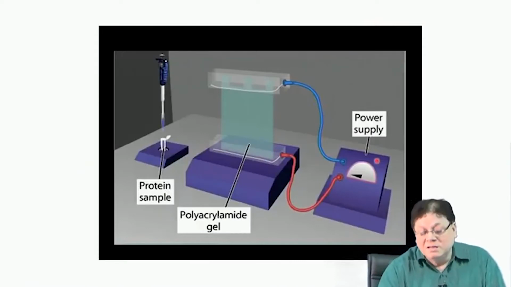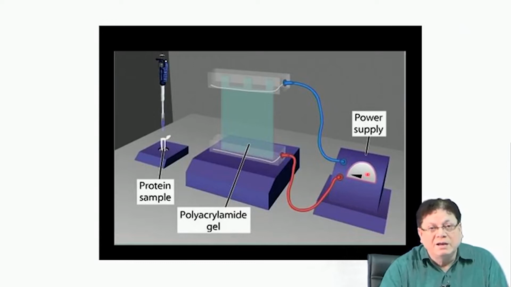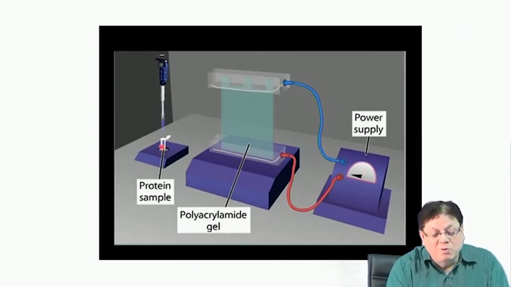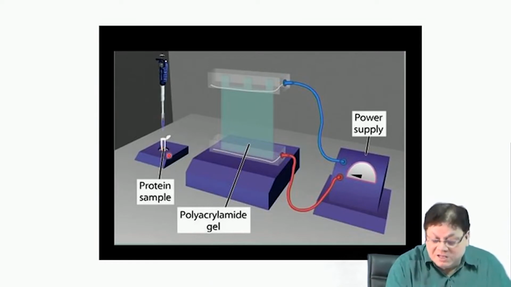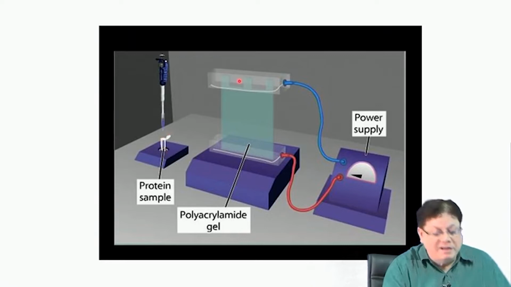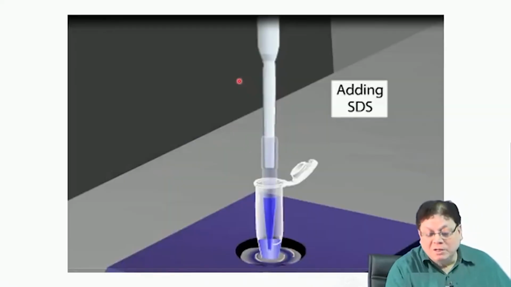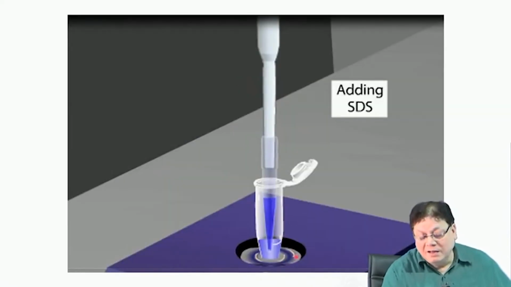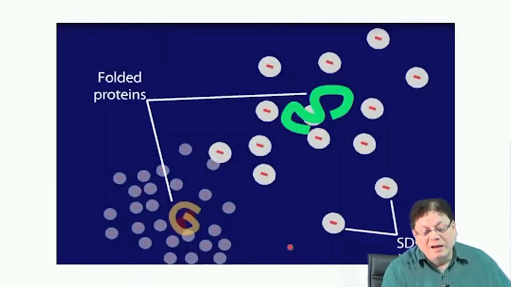this is the apparatus, this is the power supply which supplies the current, and this is where you load the sample. Sample means the protein, you mix it with SDS, and then you apply that onto the gel. This is mixing, and then you have to heat it also to completely unfold it.